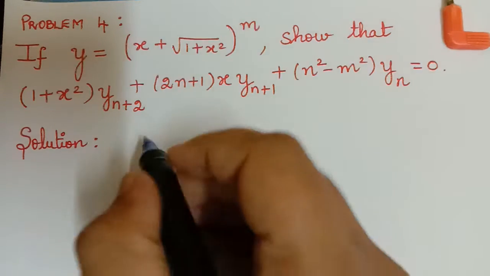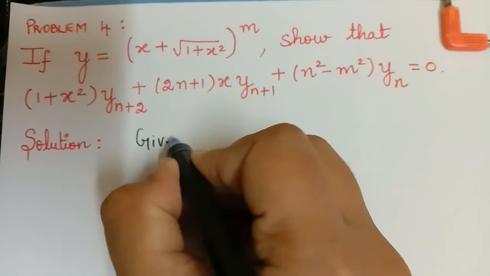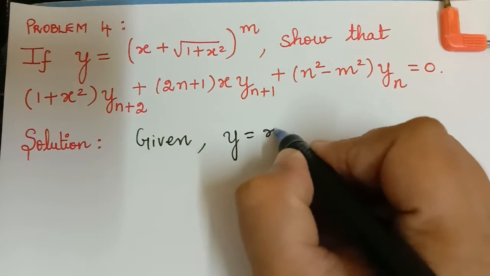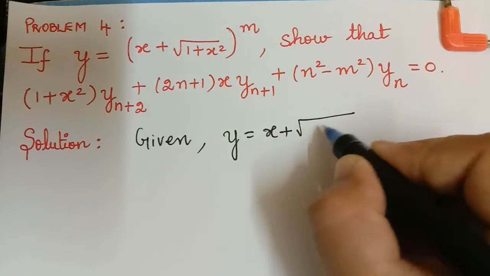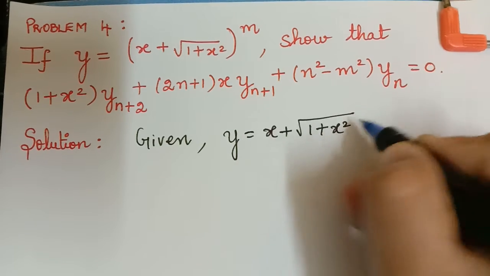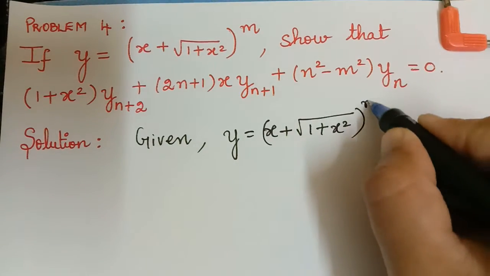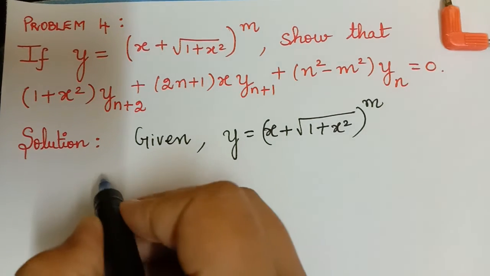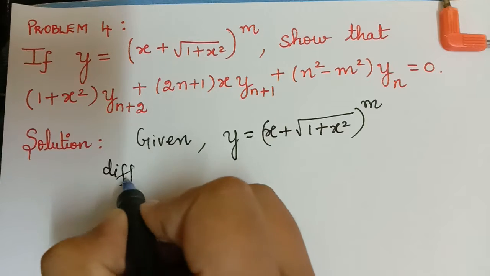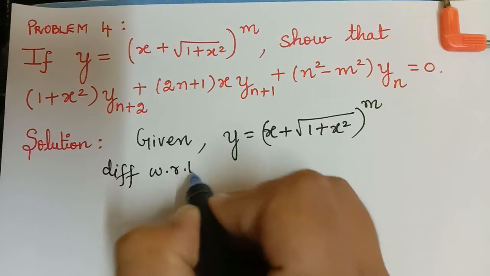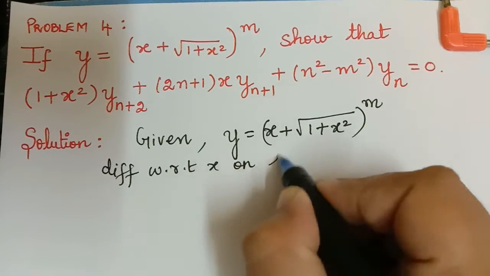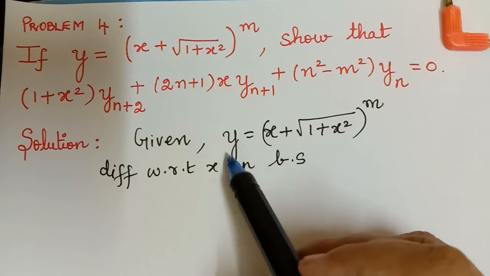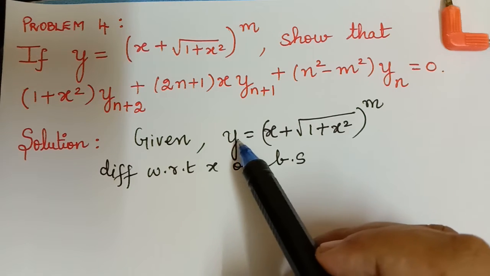So first, what is given to us, that we have to write. It is given that y is equal to (x plus square root of 1 plus x squared) the whole power m. Now first we have to find y1. That is, we have to differentiate y with respect to x on both the sides. So when we differentiate y with respect to x, we get y1.